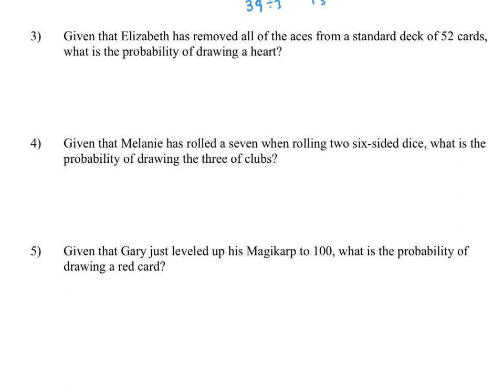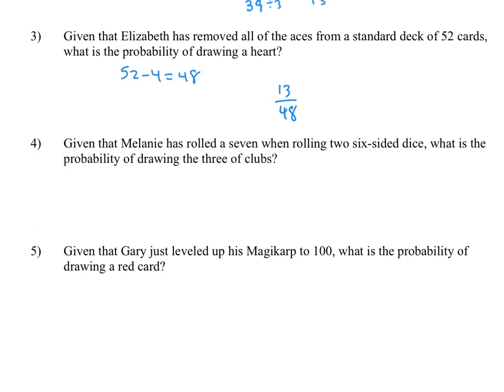Number 3. Given that Elizabeth has removed all of the aces from a standard deck of 52 cards, what is the probability of drawing a heart? Well, there were 52 cards. We pulled out all the aces. That's 4. So 52 minus 4 is 48. Now we only have 48 cards to draw from. What is the probability of drawing a heart? 1/4 of the cards are hearts. So that's 13 total. That makes the probability of drawing a heart 13 out of 48.